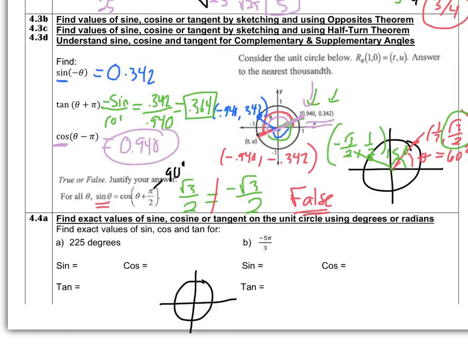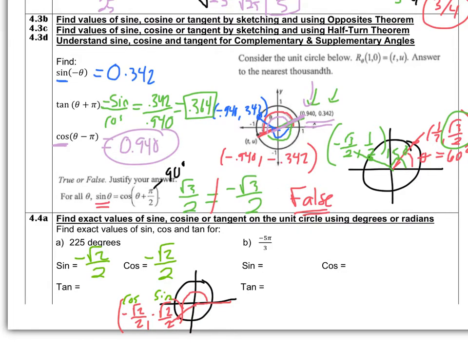4.4a, find exact values of sine, cosine, or tangent on the unit circle using degrees or radians. So let's find all three of those values. Let's first find it for 225 degrees. So we always start here. This is a positive 225 degrees, which lands me right here. If you look at the unit circle, the ordered pair here is negative square root of 2 over 2, negative square root of 2 over 2. So all you have to do is read the information. Remember, cosine comes first, which is x. Sine comes second, which is y. So cosine is negative square root of 2 over 2. The sine is negative square root of 2 over 2.